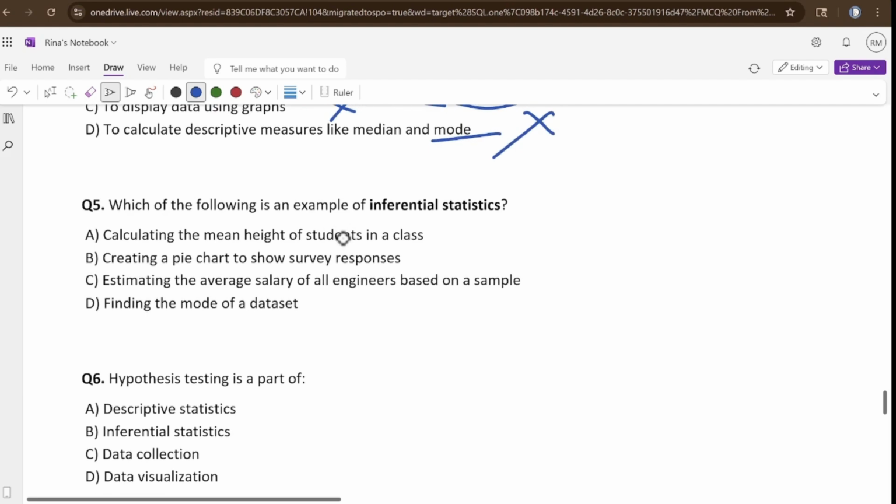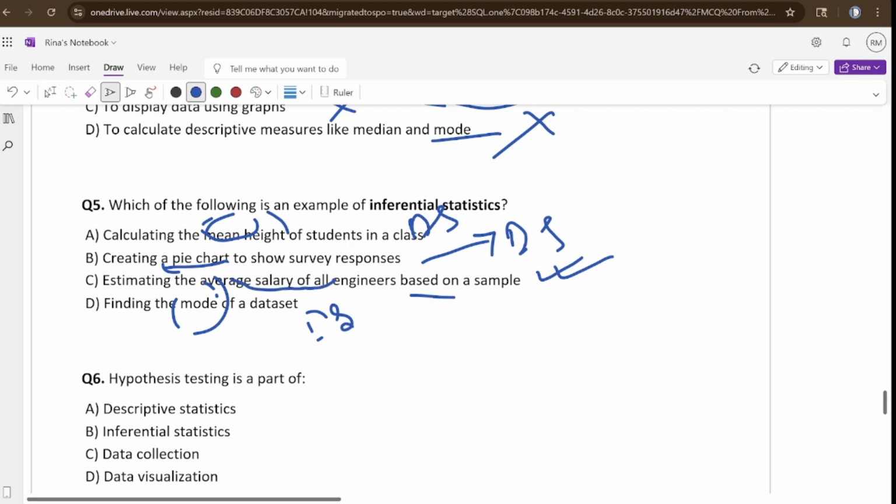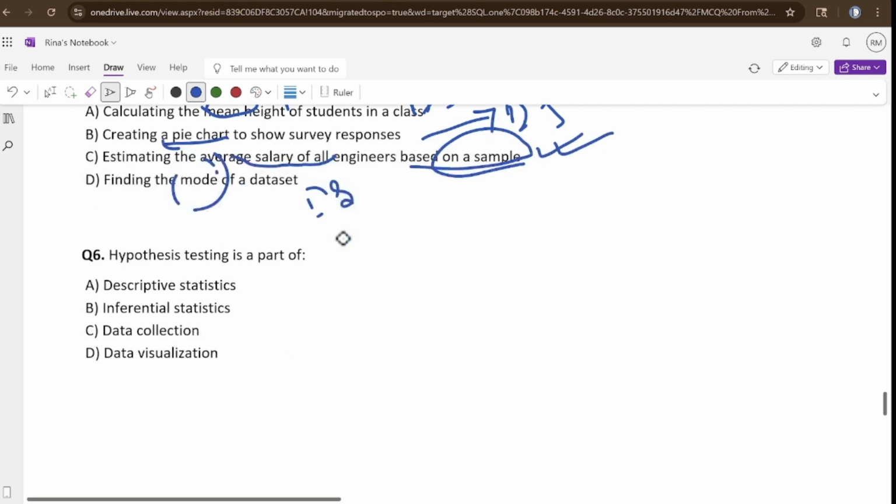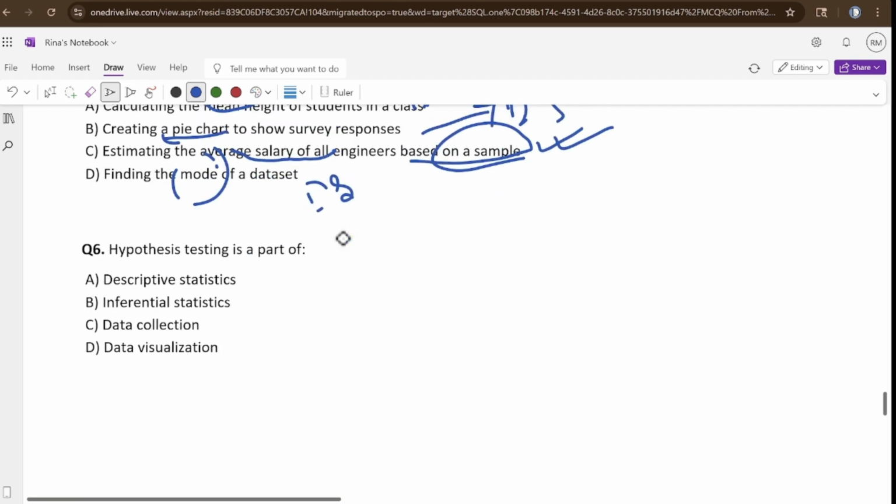Which of the following is an example of inferential statistics? Calculate the mean height of students in a class. Creating a pie chart, descriptive statistics. Estimating the average salary of all engineers based on a sample. Finding the mode of a data set, descriptive statistics. Okay, see, this is mean. So descriptive statistics, pie chart, descriptive statistics, mode, descriptive statistics. But you are estimating average salary based on a sample. So simply inferential statistics. The last one, hypothesis testing is a part of descriptive statistics.